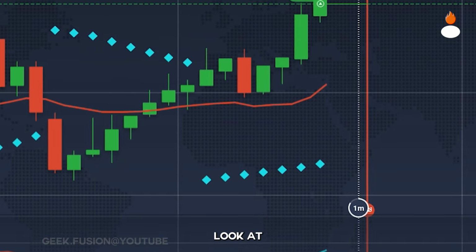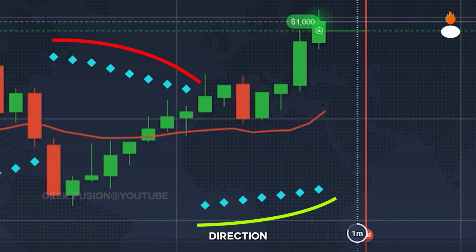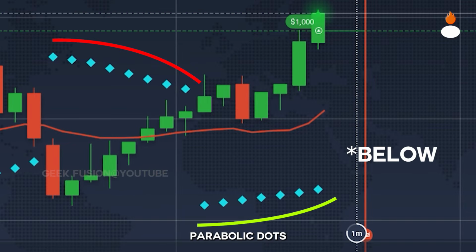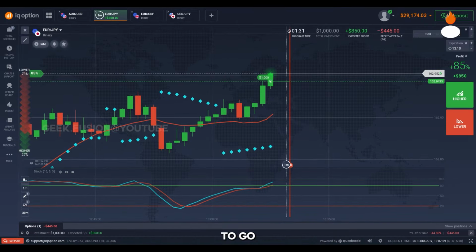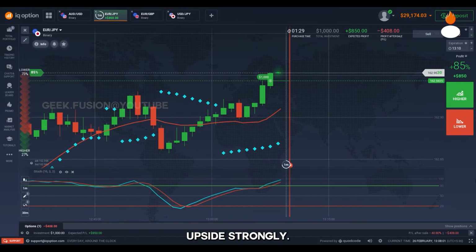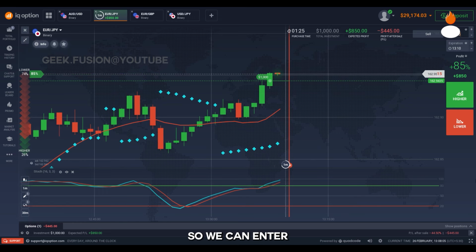And also, look at the parabolic SAR dots. The parabolic dots changed their direction and started making strong parabolic dots above the market candles. It means the market is turning and starting to go upside strongly. So again, all our three indicators are giving us the same bullish signal, so we can enter a trade to the upside here.